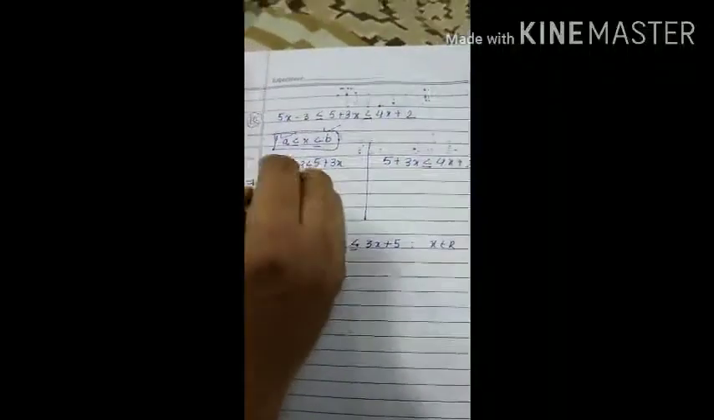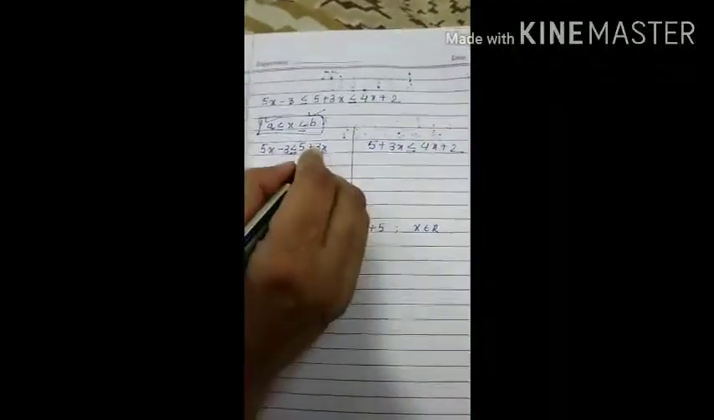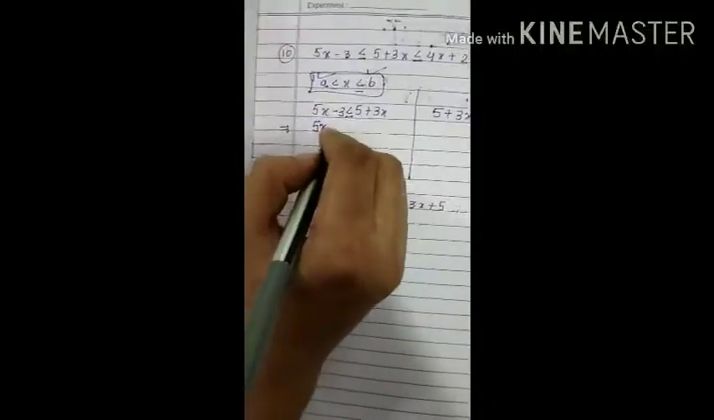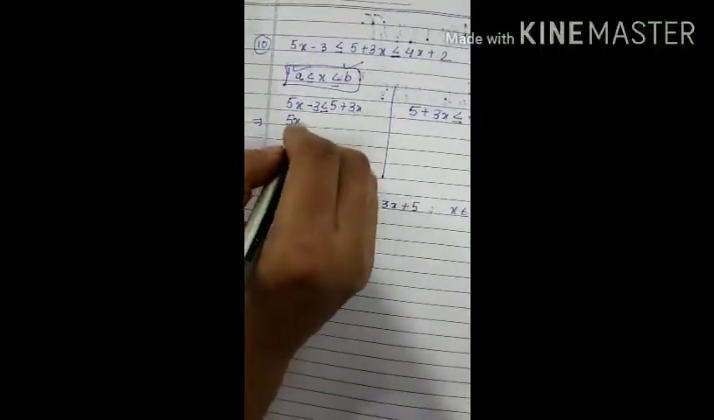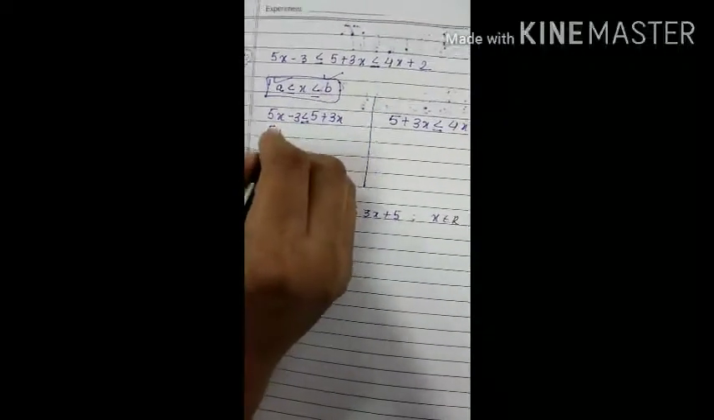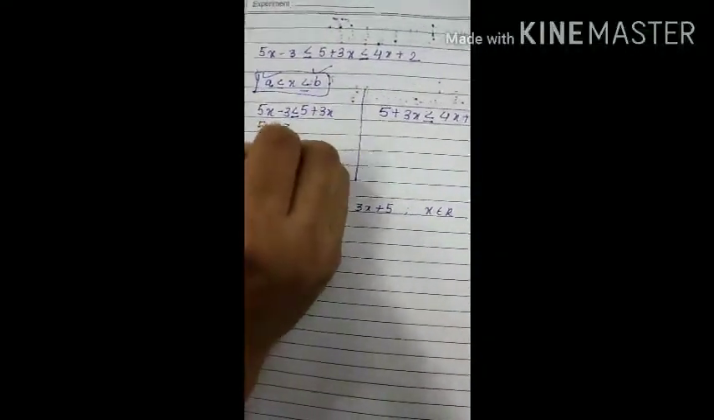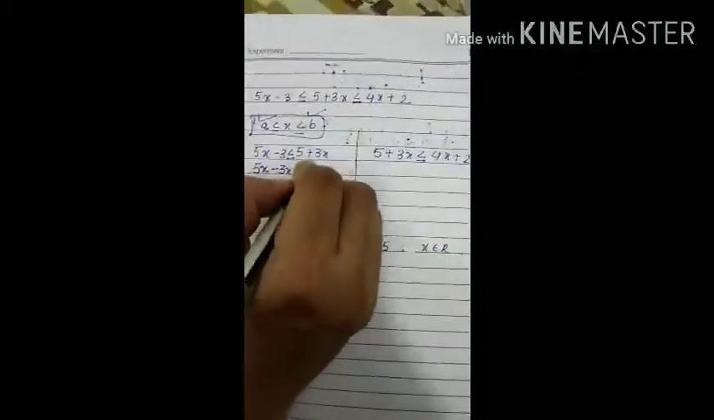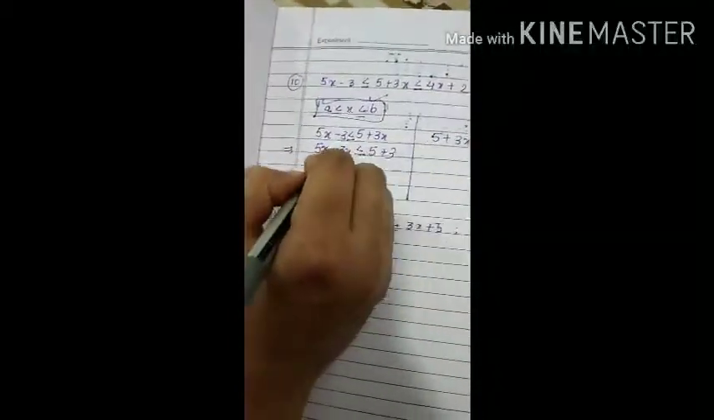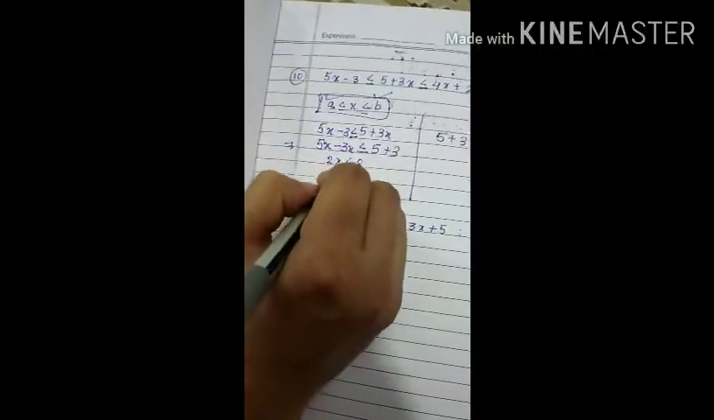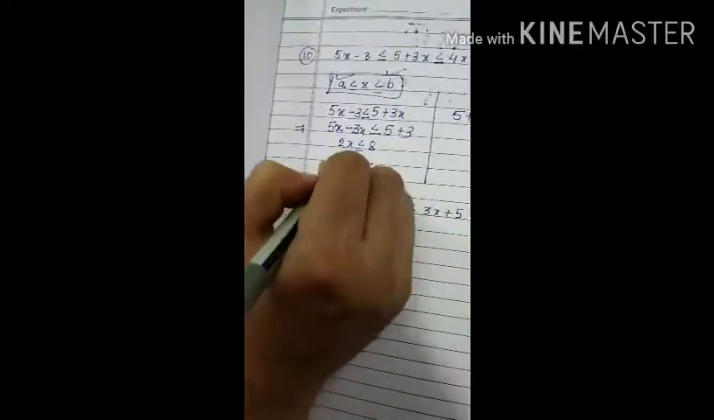On solving we will be keeping our x terms together and constant numbers together. You always have to keep in your mind that your x should always be positive. So now my 5x, and taking this 3 on the other side, minus 3x is less than or equal to 5 plus 3. On solving we will be getting 2x is less than or equal to 8. X is less than or equal to 4.